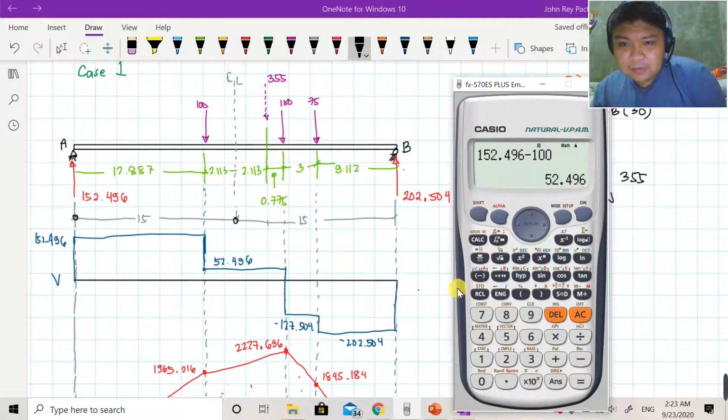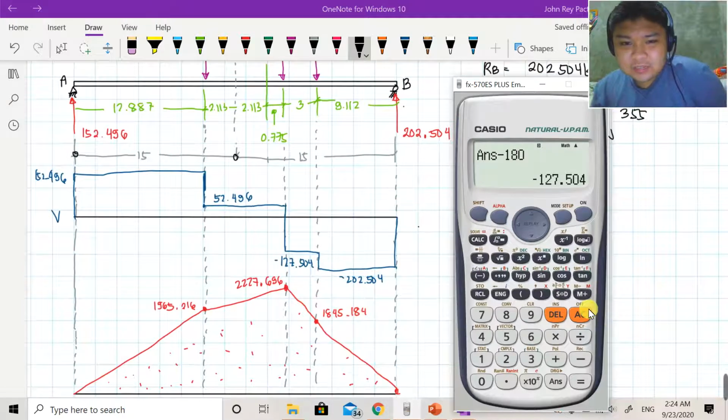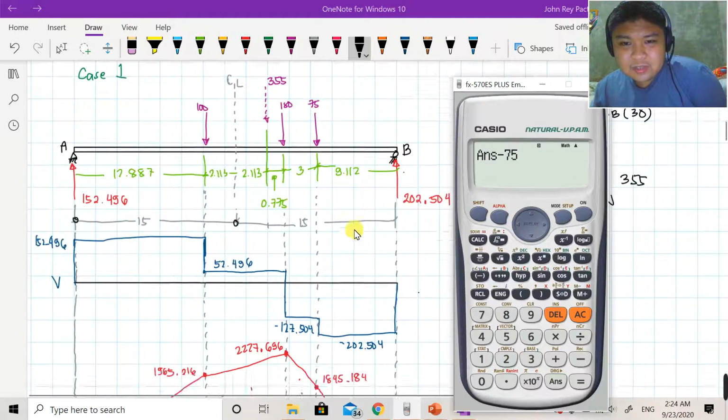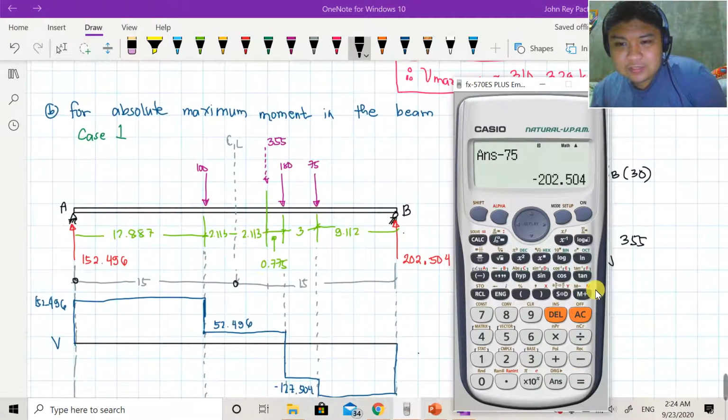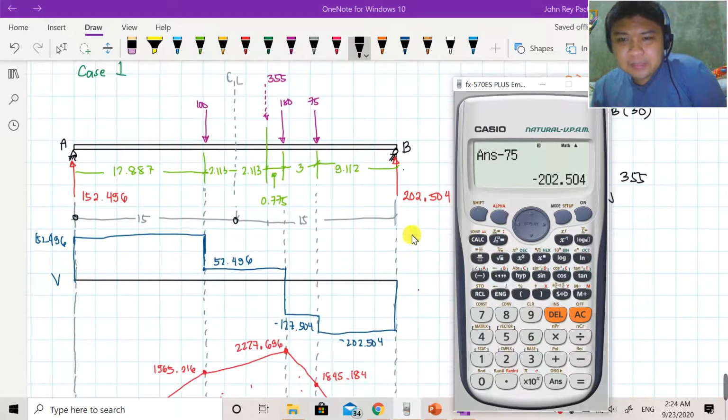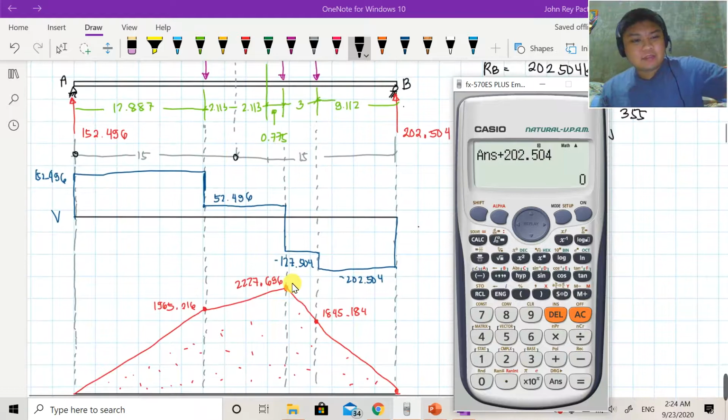So, I want to show this. That is 52.496. Then after that, 180 kilonewton, so minus 180 again. The answer is negative 127.504. So, it is confirmed. Then, minus another 75 kilonewton, class, because if you notice, there it is. So, that will be equal to negative 202.504. And to enclose it, we still have the reaction of 202.504 here, class. So, it is enclosed.